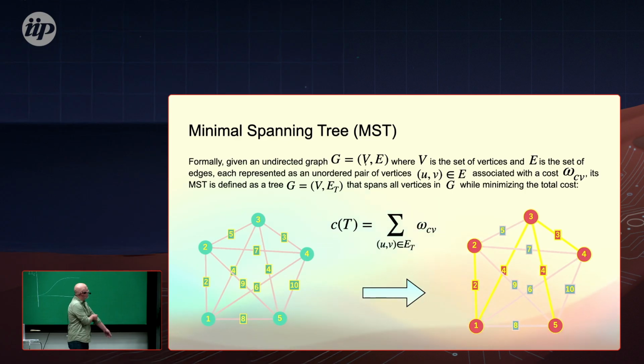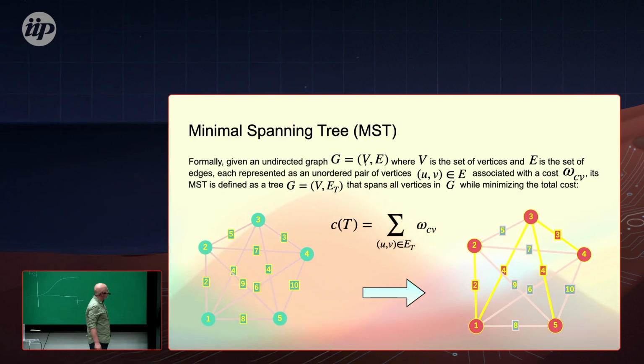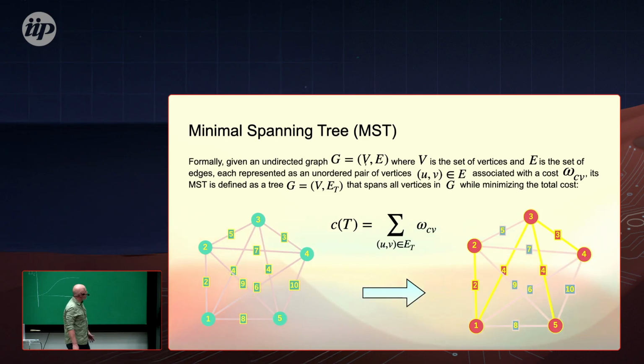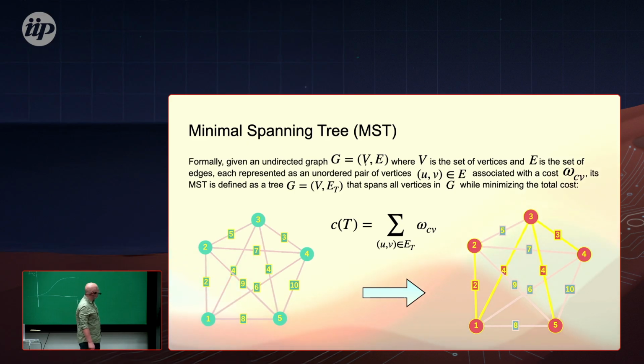Let's suppose that I have an undirected graph, G, composed of V, which is the set of vertices, and E, the set of edges, and each edge will be represented by an unordered pair of vertices, U and V, that belongs to this edge set, associated with a specific cost. So this is the cost related to every single edge. When we have that, the minimal spanning tree is defined by this tree that spans the vertices in G while minimizing the total cost.